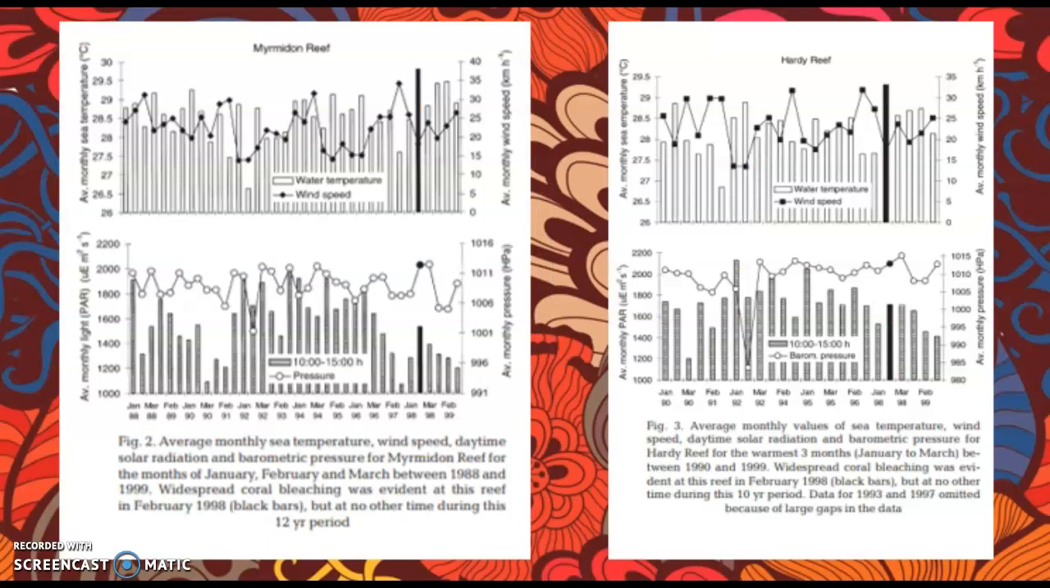These 2 graphs show data for 2 reefs that Berkelmans collected in that 10 to 12 year period. The top parts of the graph show monthly sea temperature as the bar and wind speed as the line, whereas in the bottom parts of the graph, solar radiance is seen as the bar and barometric pressure is seen as the line. In February of 1998, which is shown as the black bars here, that was the height of the bleaching event that happened in the Great Barrier Reef. And the main significant difference between that month and the rest of the months that followed or were prior to that is that the temperatures here were the highest that they've ever been.